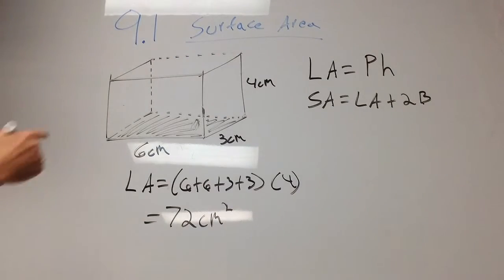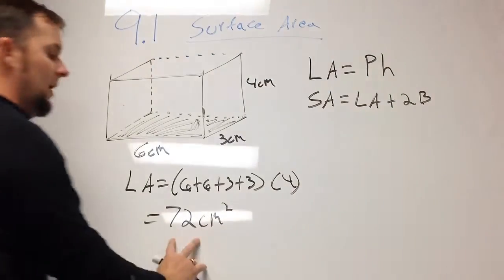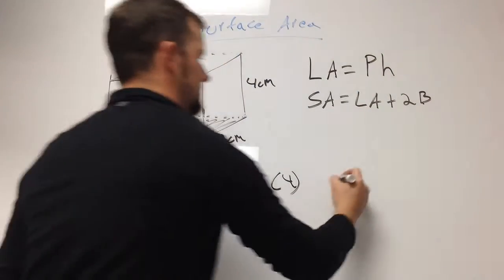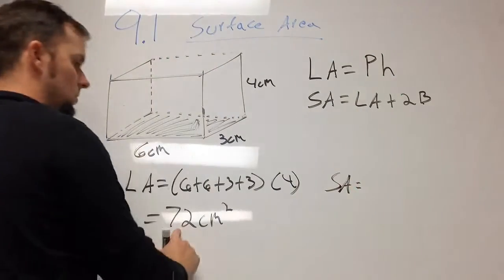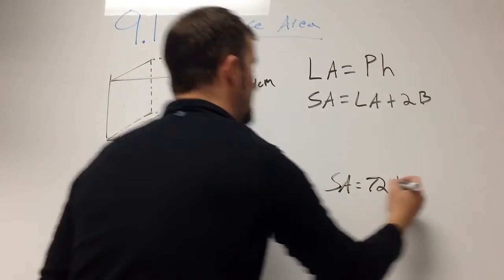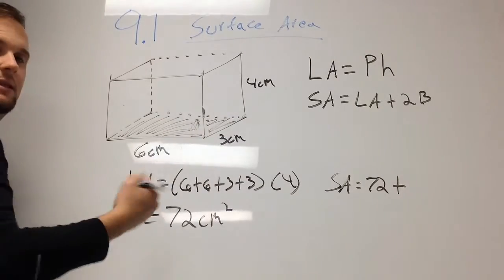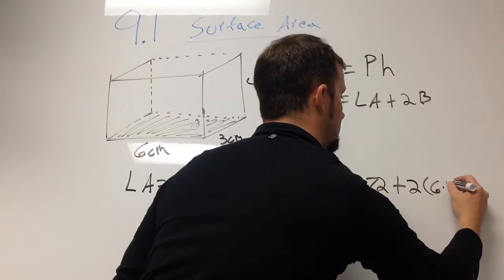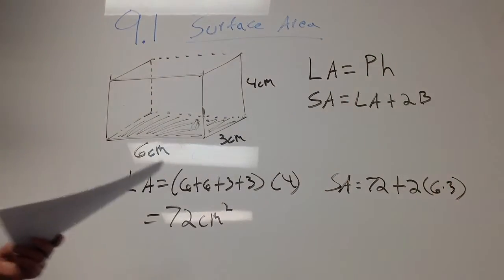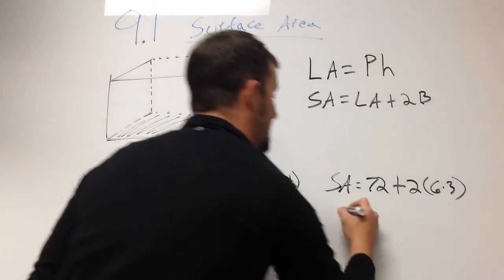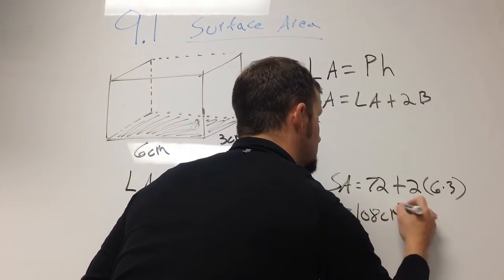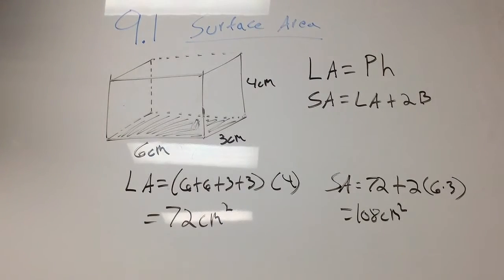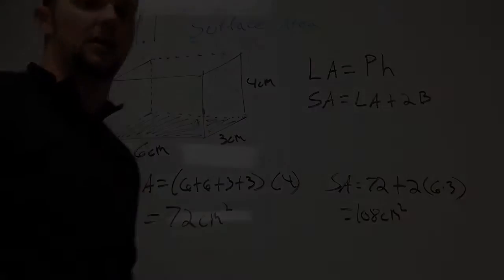Okay? So now to find the surface area, I'm going to take the lateral area, which I just found, and I'm going to add 2 times the area of the base. So surface area is going to equal 72 plus, and right here I have a rectangle, so it's just going to be length times width. So I'm going to do 2 times 6 times 3. Whenever I put all that in the calculator, the total surface area is going to be 108 centimeters squared. So literally I'm just taking the stuff and plugging it into the formula and making it work out for both of my total and lateral surface areas.